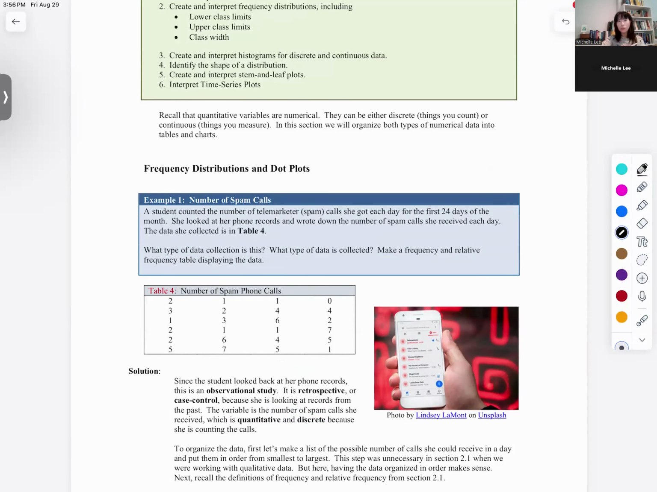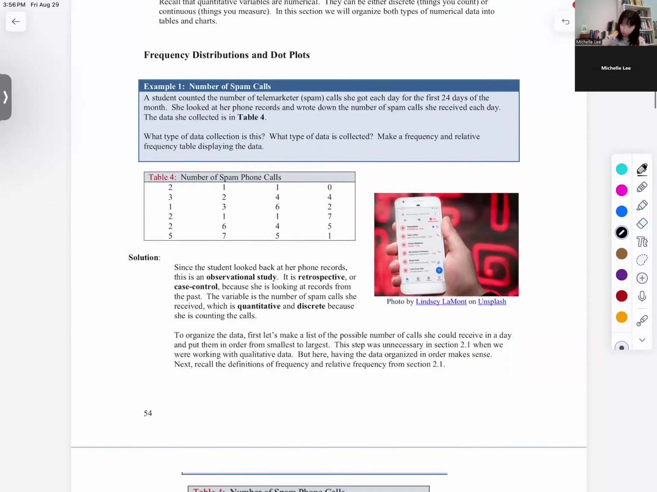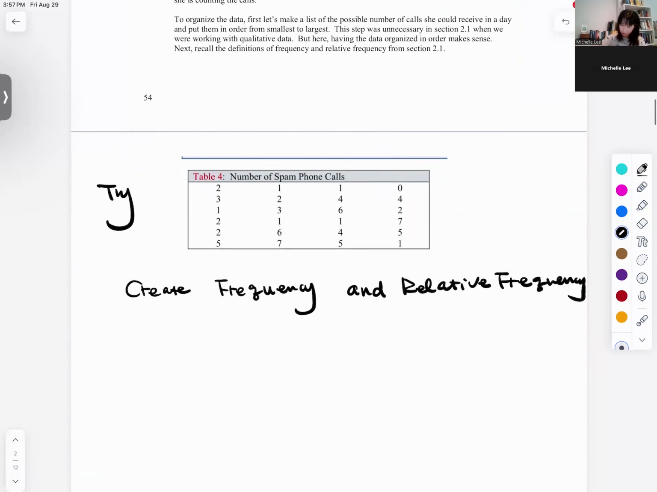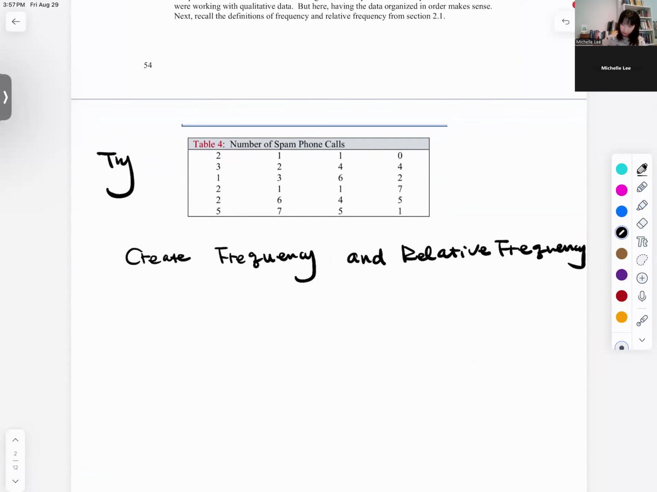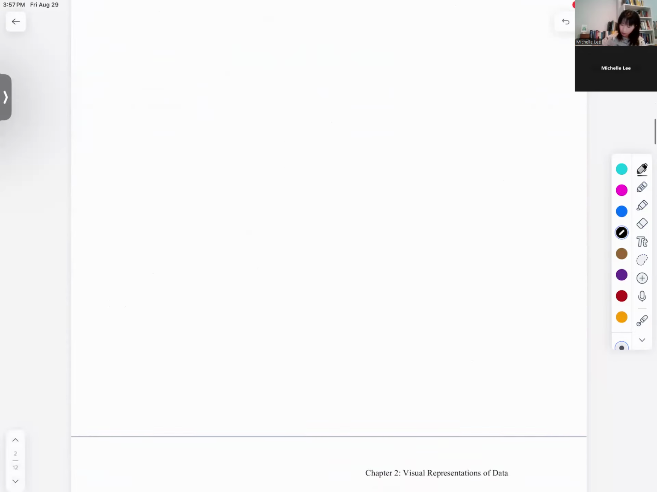So we know how to create frequency and relative frequency tables from the previous section. Can you please try this one yourself? Now, the answers are here.